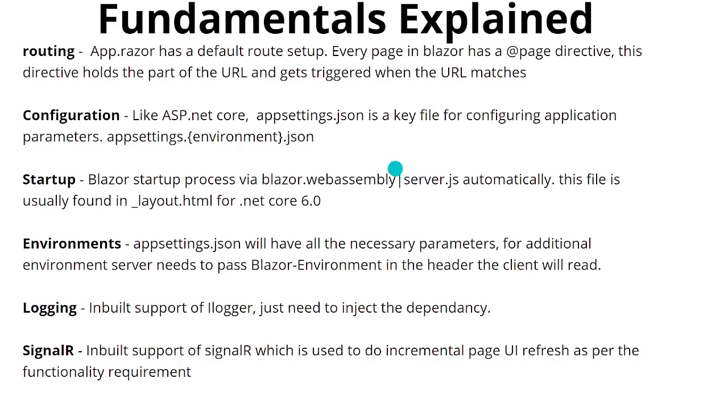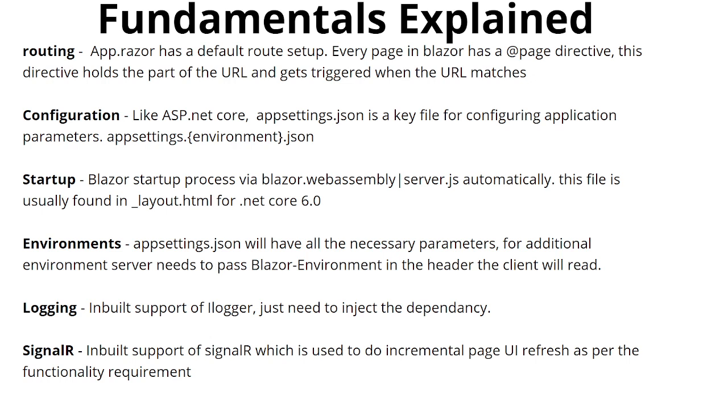Great. So the configuration is very much standard to .NET Core. You can have an appsettings.json file in which you can mention the JSON structure for the configuration part, right?